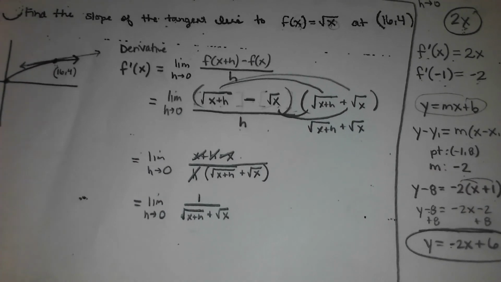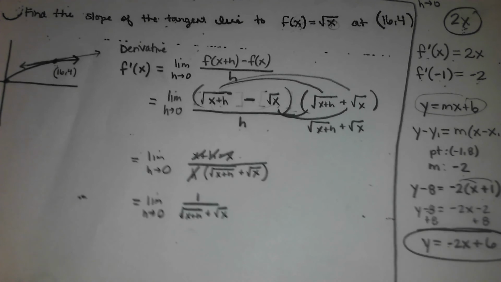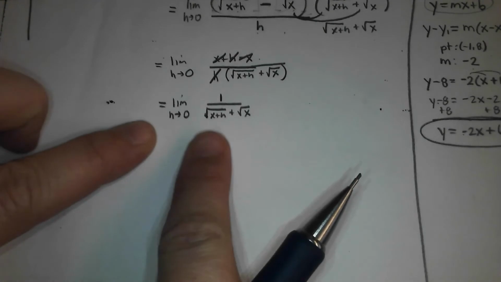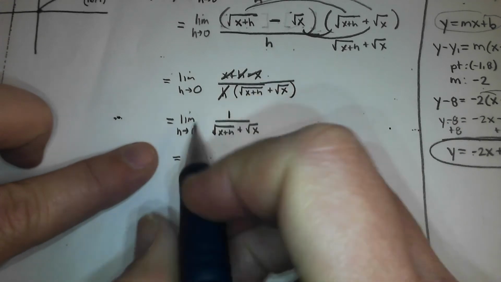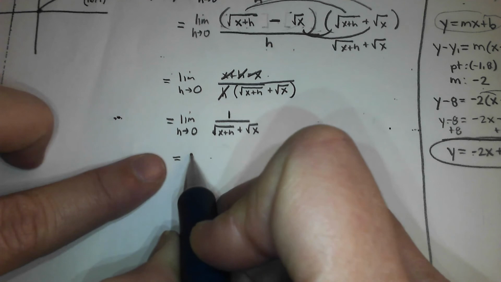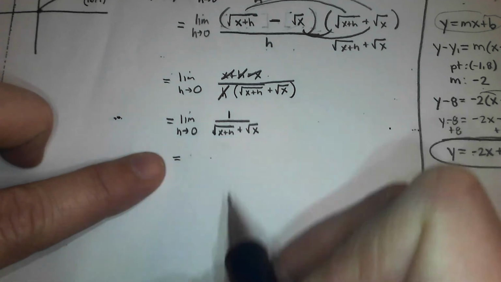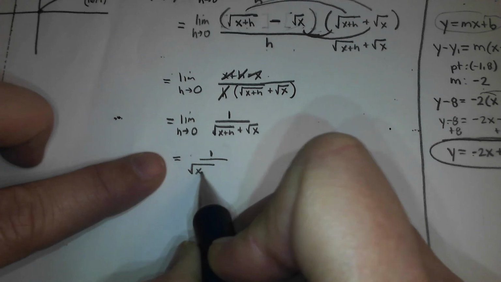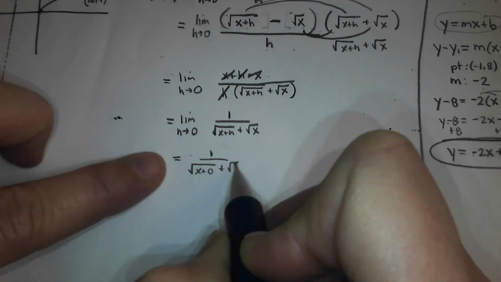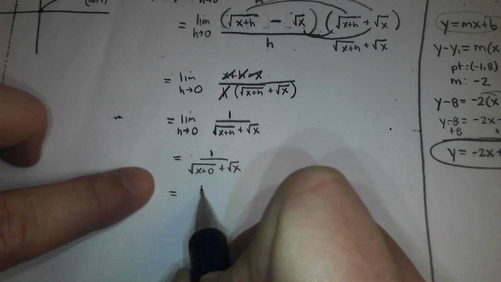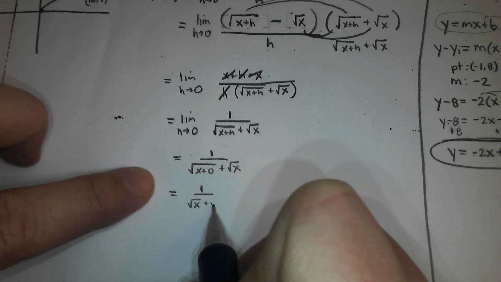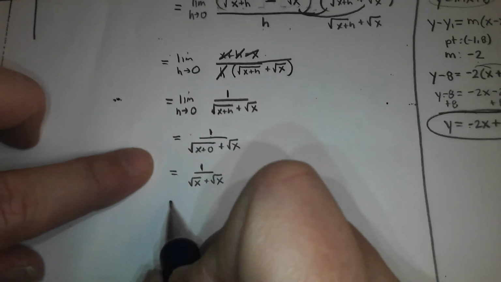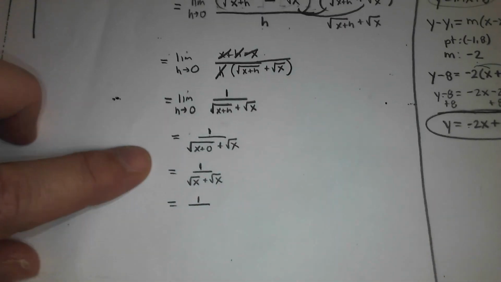Okay? So I've manipulated, I've changed the appearance. Now, reevaluate. If I plug in an h of 0, I now no longer need to write the limit as h approaches 0, because I'm actually doing direct evaluation right now. 1 over root x plus 0 plus root x, which is 1 over root x plus root x. And root x plus root x is what, John?